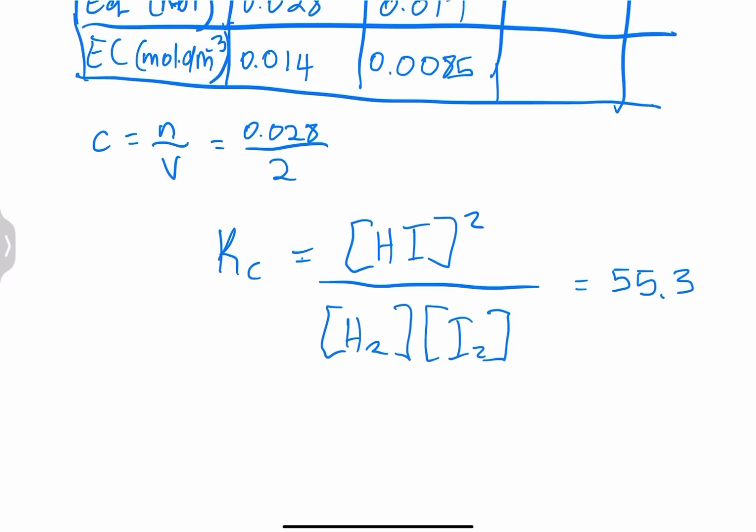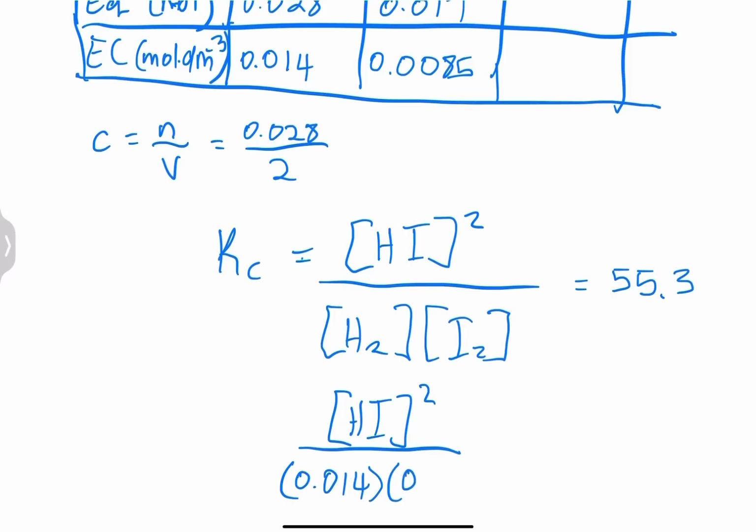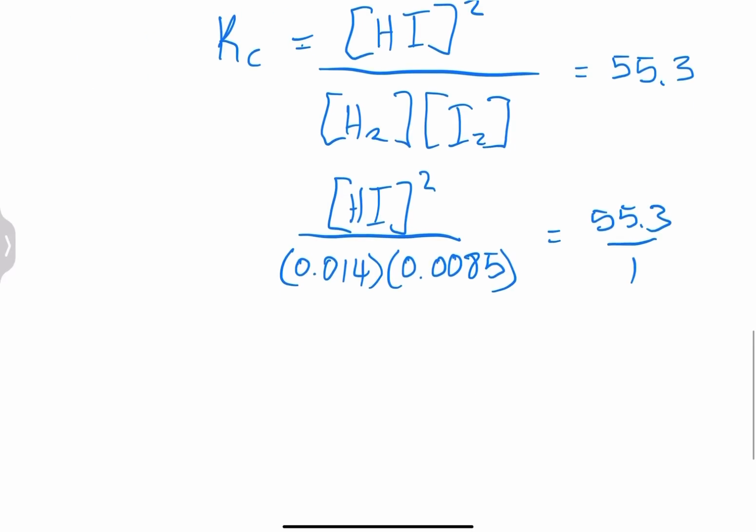Now we can substitute those values that we got. We want hydrogen iodide. But what do we have? We've got hydrogen, which is 0.014, and iodine, which is 0.0085, and that is equal to 55.3. Obviously, if we put it as a fraction, that's over 1.